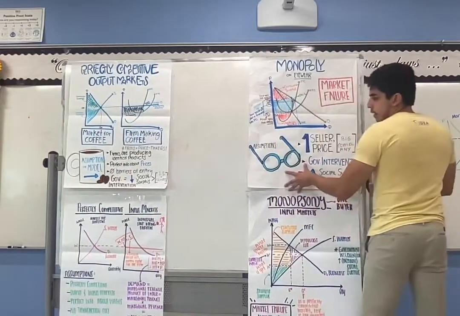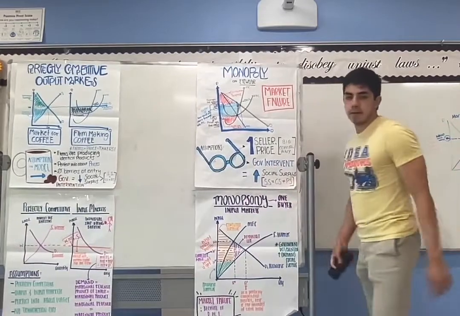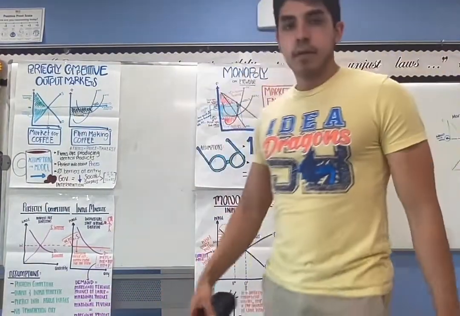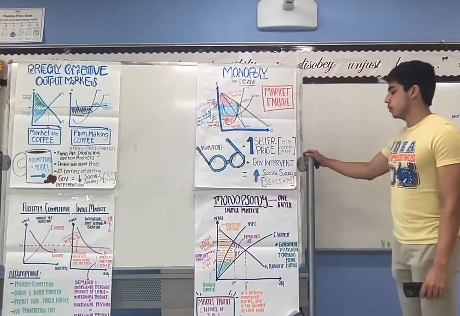Finally, at the other market extreme is the monopsony model. And so here we can see this would be a market extreme where there's only one buyer of labor.